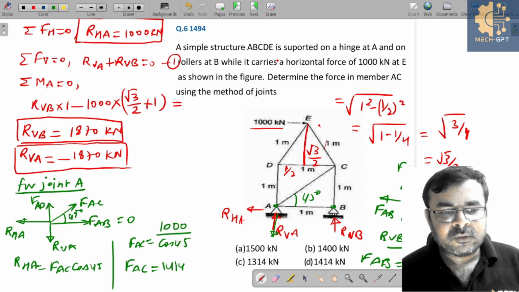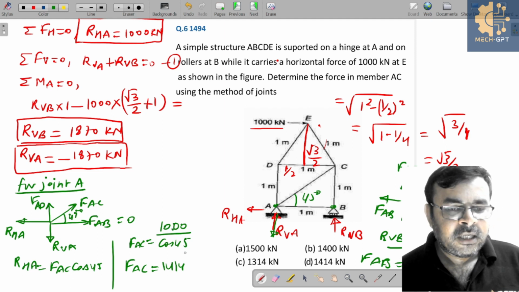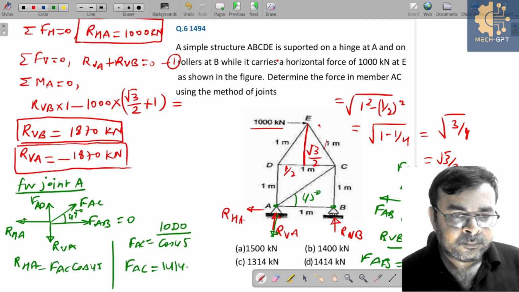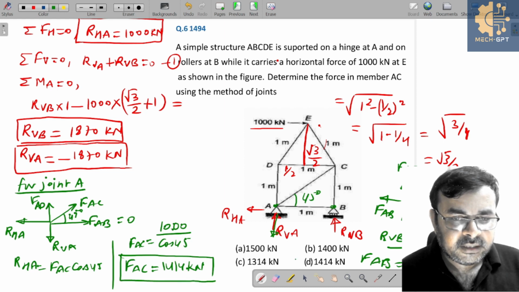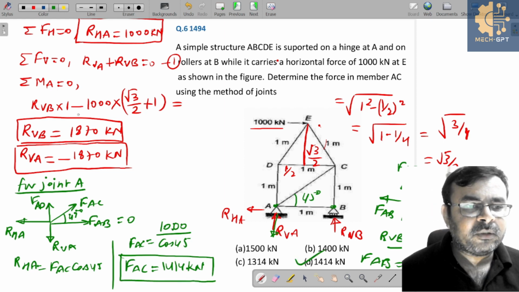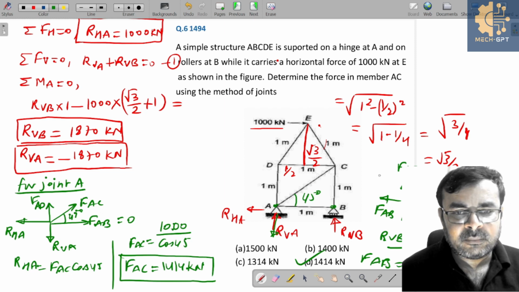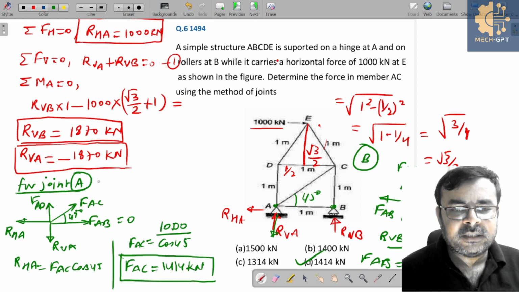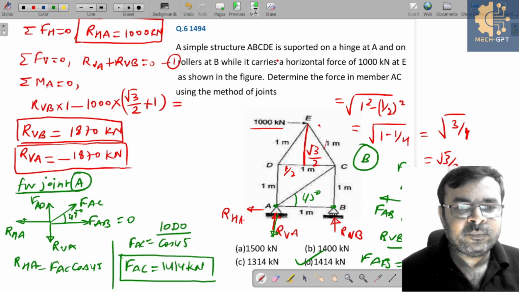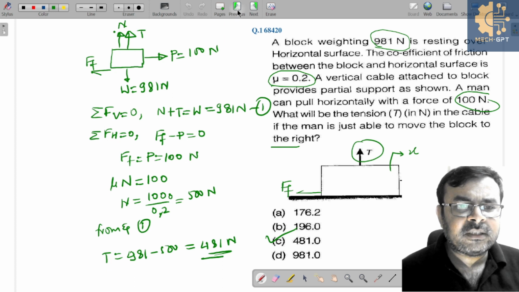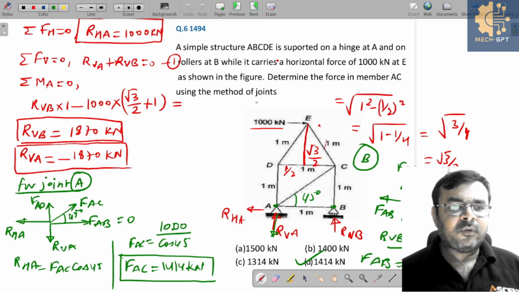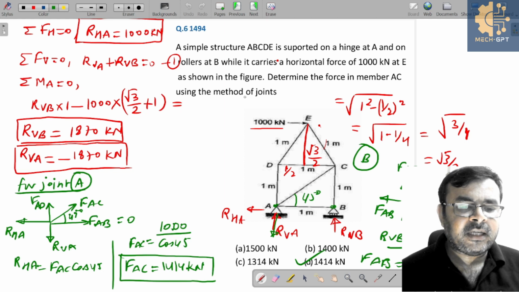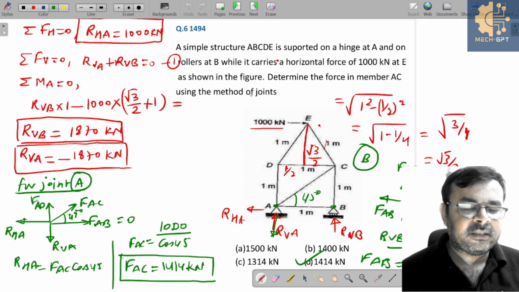Cos 45 means 1 by root 2. So 1000 into root 2, this is 1414 kilonewton. Is that clear? So this is the correct answer. Option D is the right option. First you determine the reactions, then you apply the method of joints for joint B, then for joint A, and you will get the answer. So this is all about this question, a question from trusses and simple load system of forces.